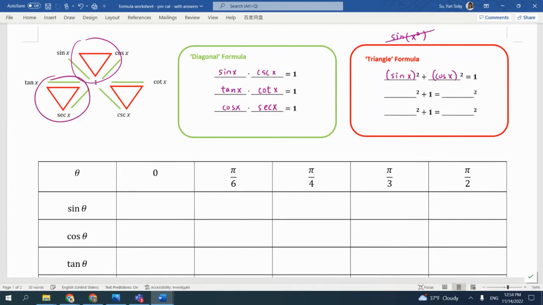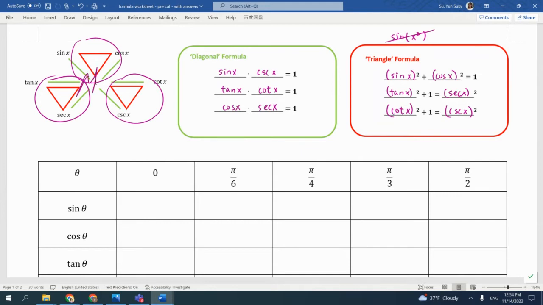Okay, and how about this triangle? Tangent squared plus 1 equals secant squared. Yes, everybody? How about the last triangle? Cotangent squared plus 1 equals cosecant squared. Right, everybody? So these are the 6 trigonometry identities. We must memorize them.